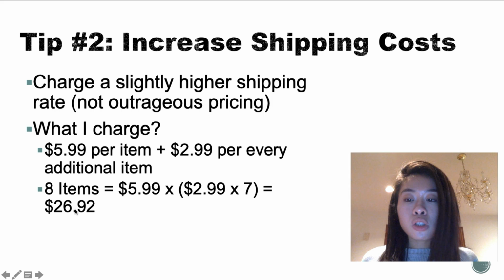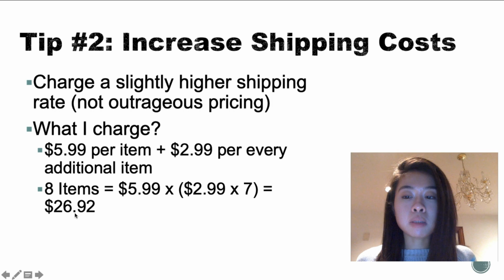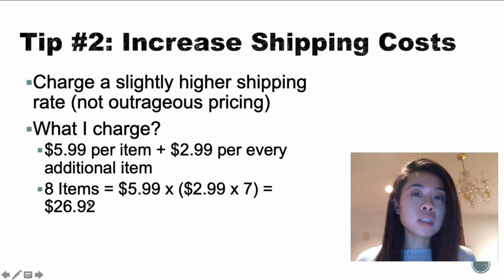All right, so let's take a look at the listing that I had. I had in total 8 items that I sold to that one person, which means that they paid $5.99, right, per item times every additional item. I charged them $2.99 times 7. So automatically I earn $26.92. Now, of course, some of this has to go to my supplier, but I actually earn a little bit more profit just from charging a little bit more extra on the shipping cost.